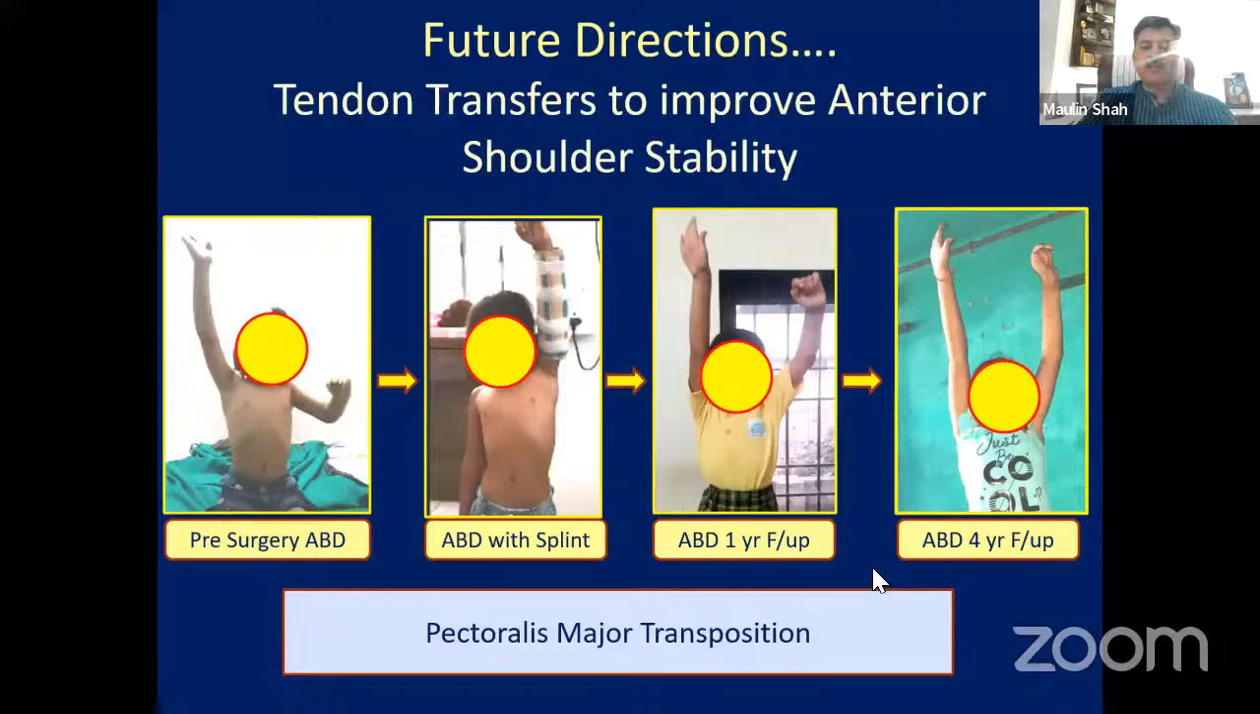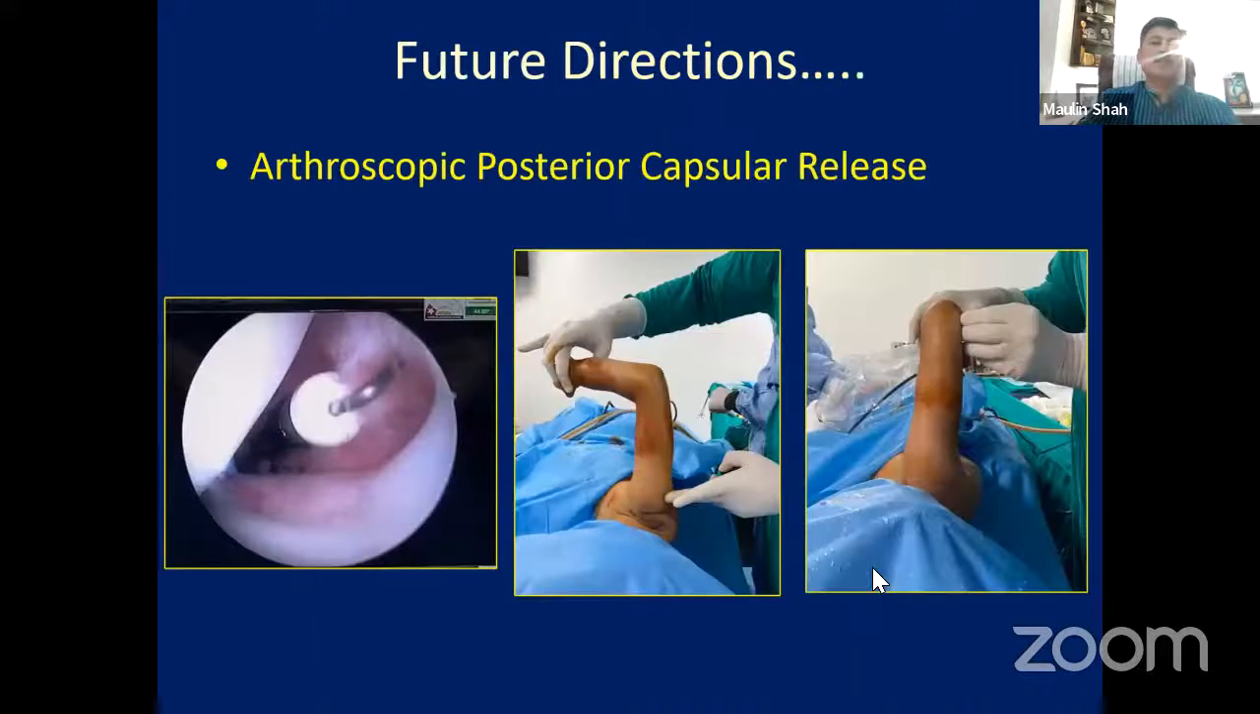And you can see the elevation at 1 year, and she improved further. And at 4 years, her elevation had improved substantially. So this study is already on the way, the pectoralis major transposition, but we have started doing tendon transfers to improve anterior stability. We have also found that in patients where they have significant posterior capsular contracture or there is significant limitation of passive internal rotation, the results of pectoralis major transposition were compromised. And so we also do arthroscopic posterior capsular release in these patients to improve their passive internal rotation.